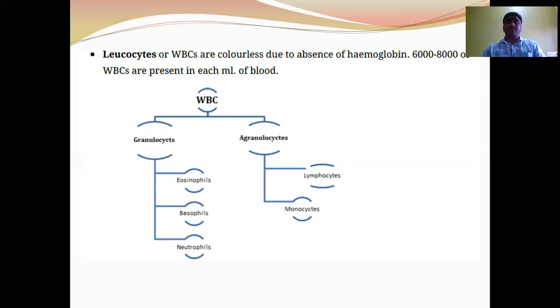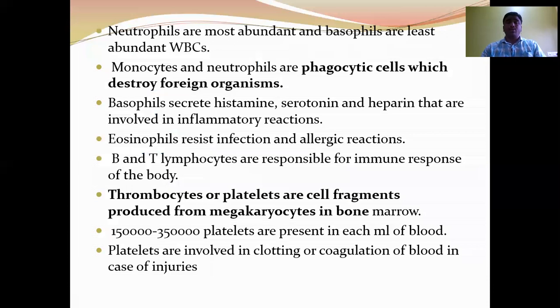Granulocytes are divided into three types, eosinophils, basophils, and neutrophils. Agranulocytes are of two types, lymphocytes and monocytes. Neutrophils are the most abundant and basophils are the least abundant WBC. Neutrophils constitute around 60 to 65%, and basophils less than 1%. Monocytes and neutrophils are the phagocytic cells which destroy the foreign organisms which enter into the body.